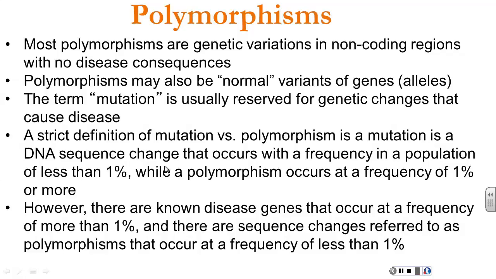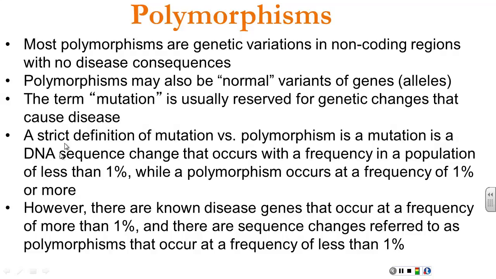Now there is a very strict definition of mutation versus polymorphism. A DNA sequence change that occurs with a frequency in a population of less than 1% is called, strictly speaking, a mutation. Whereas if it occurs at a frequency of 1% or more, then it's called a polymorphism. That's the strict definition, and you should be familiar with that 1% threshold, because that's really, strictly speaking, what it is.